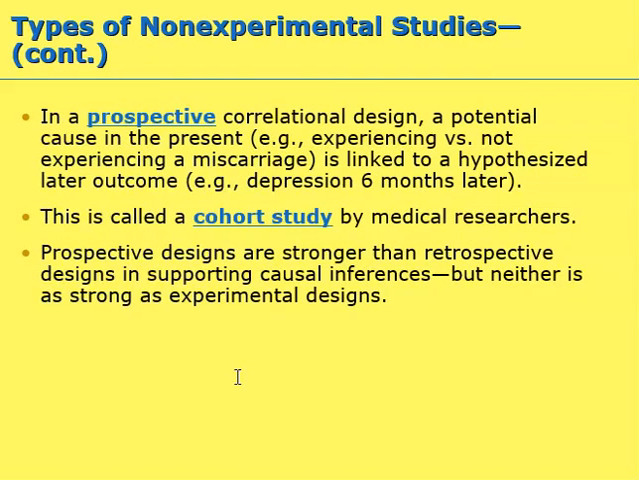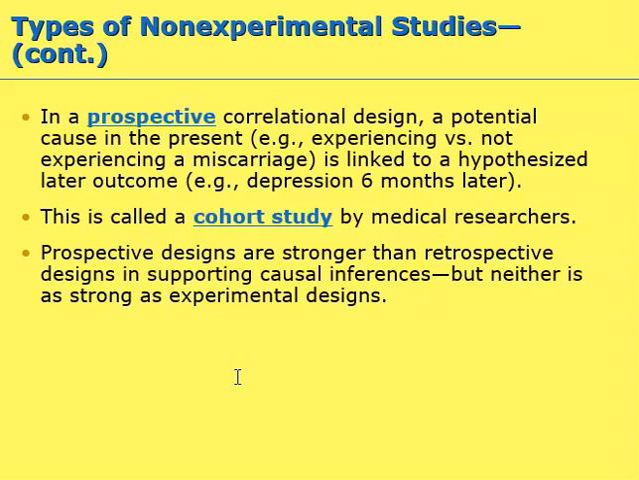So there are different types of correlational studies, and often you classify them prospective versus retrospective. Prospective, think about that as looking forward into the future, and retrospective is looking backwards into the past. And that's a good way to think about this. So a prospective correlational study is oftentimes called a cohort study for medical researchers.